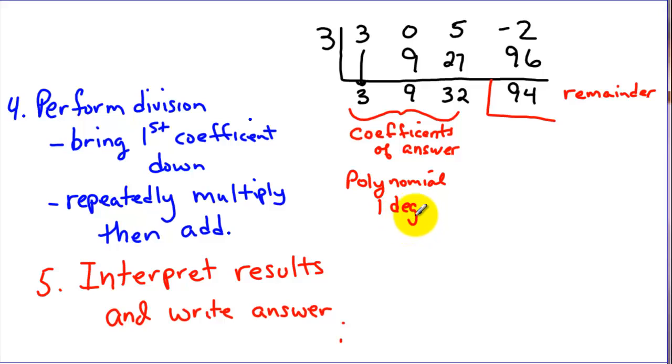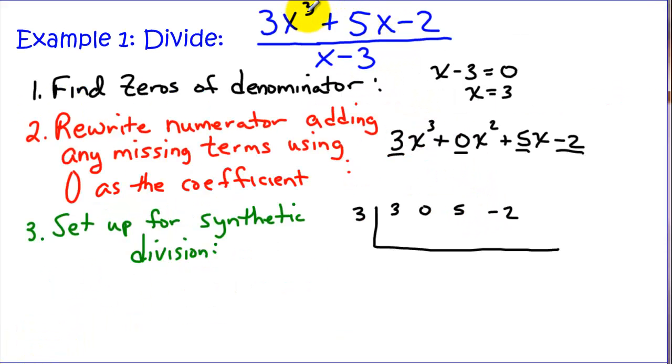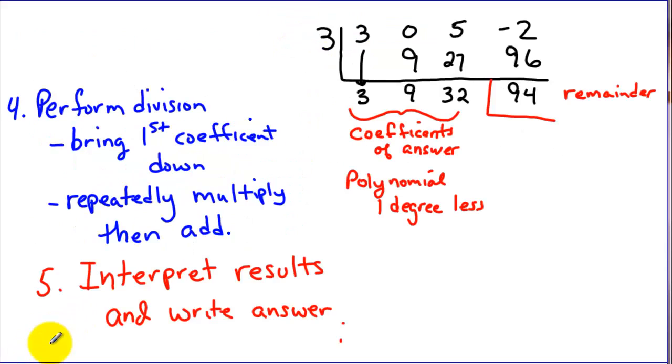Remember, the degree is the leading exponent. So our original problem started with an x cubed, so these coefficients are for an x squared. If we write our answer here, we've got 3x squared. So again, this 3 coming down here. Now we have plus 9x, and then plus 32.